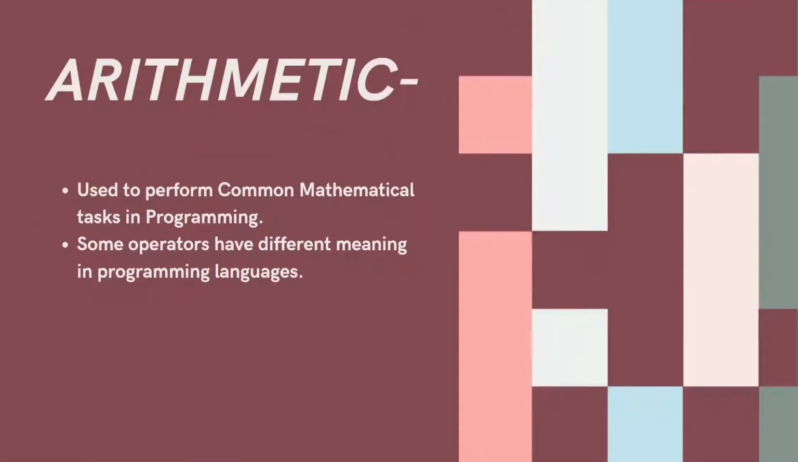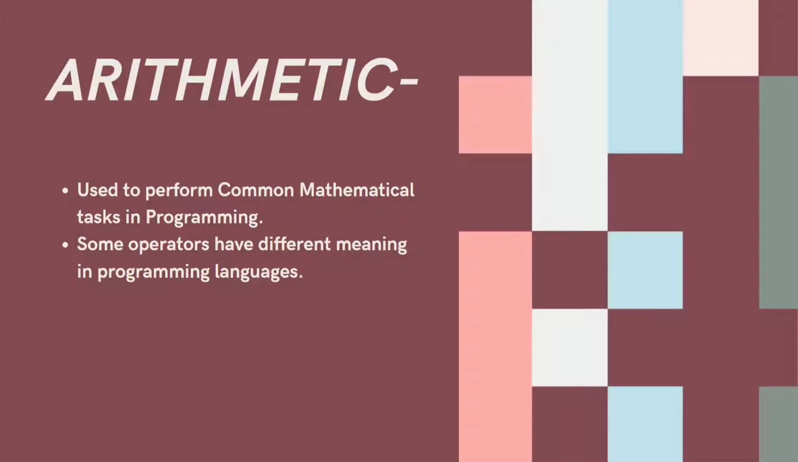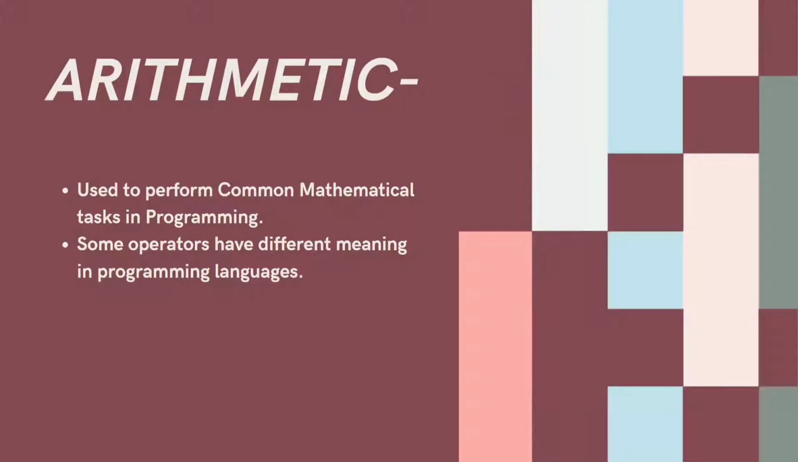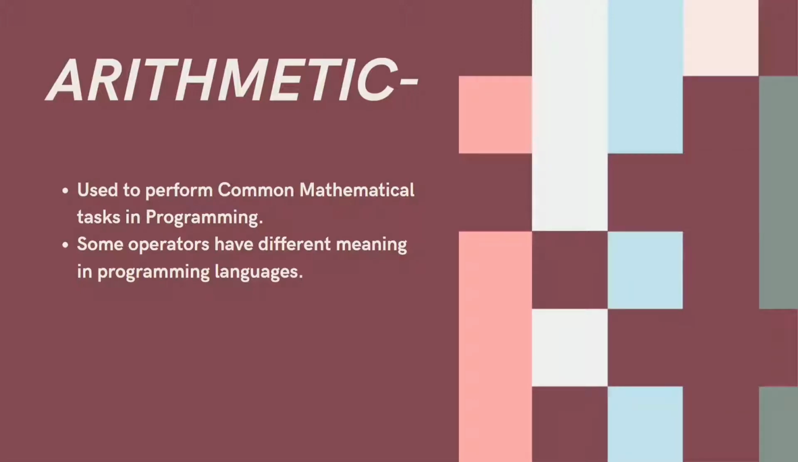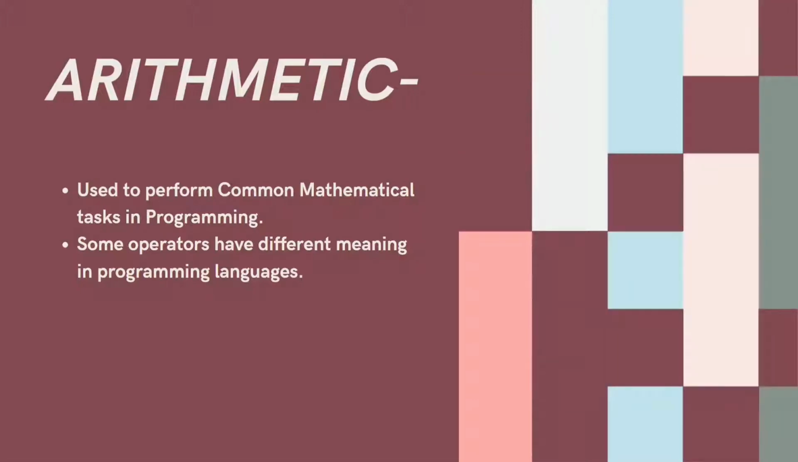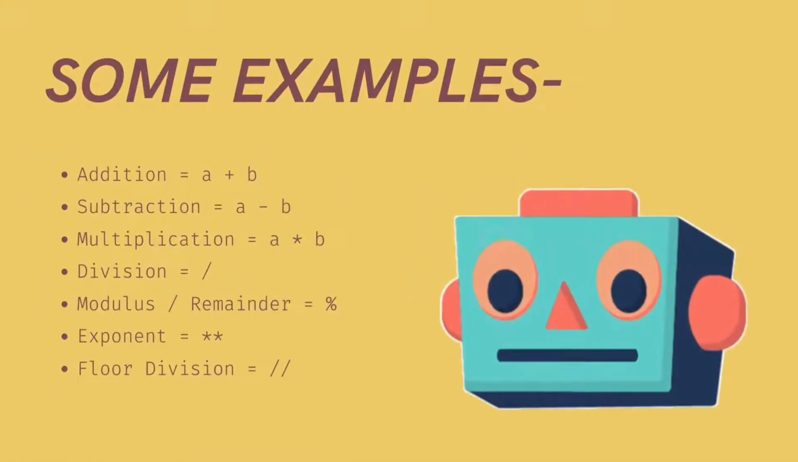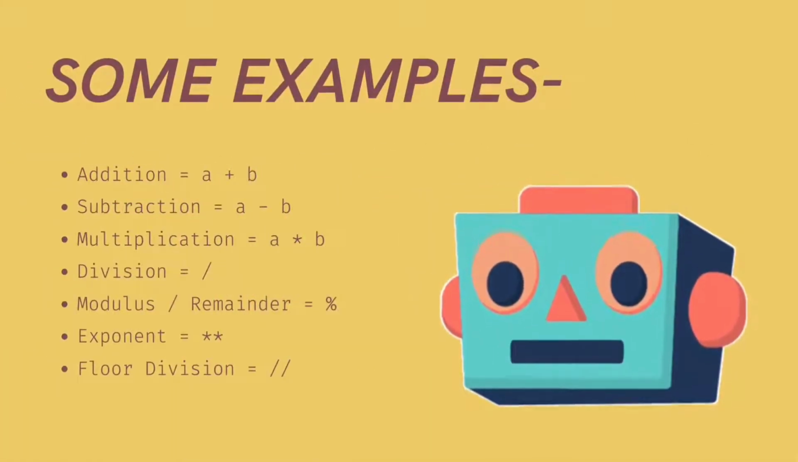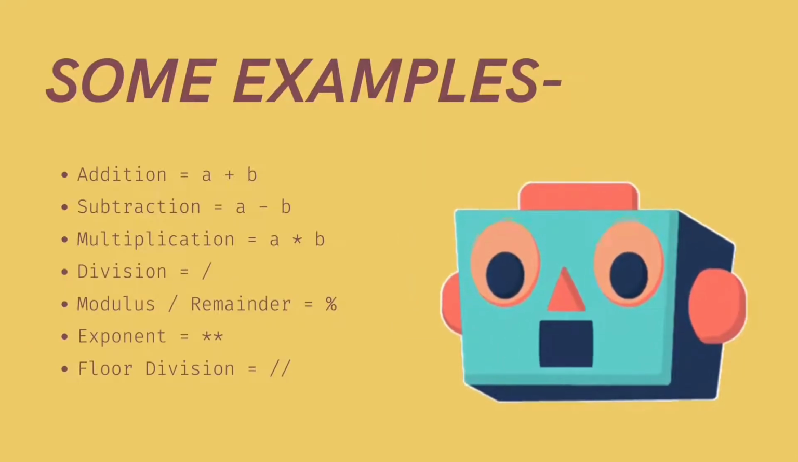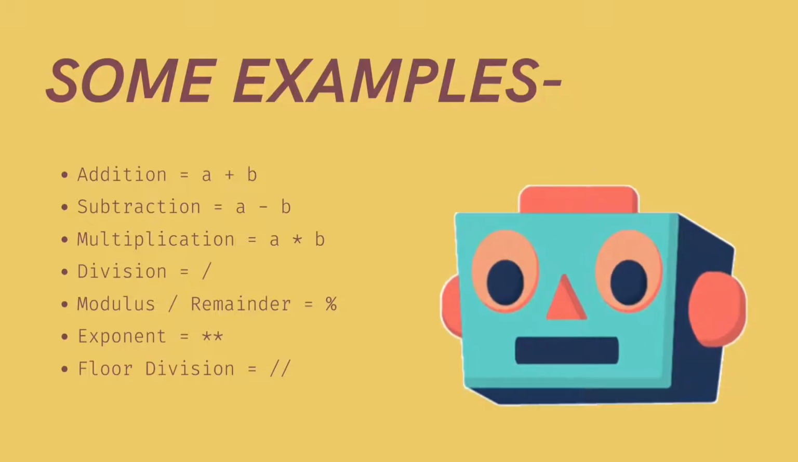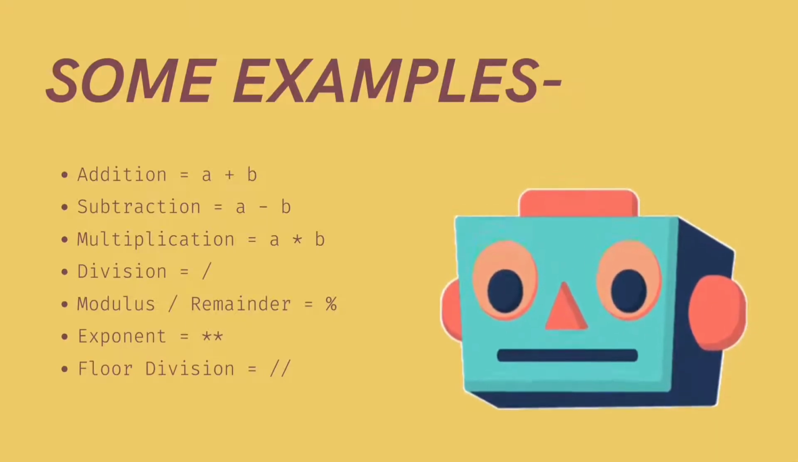Let us take a look at arithmetic operators. Arithmetic operators are used to perform common mathematical tasks in programming, and some operators have different meanings in different programming languages. We shall even take a look at operator precedence, where we remind ourselves about BODMAS. Here we have some examples in arithmetic operators, and you can test them out one by one.